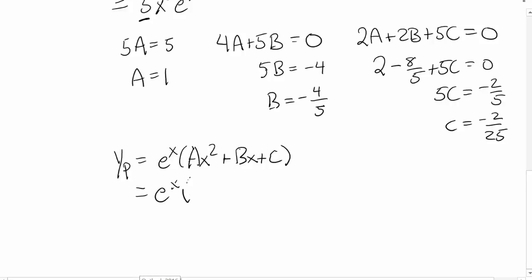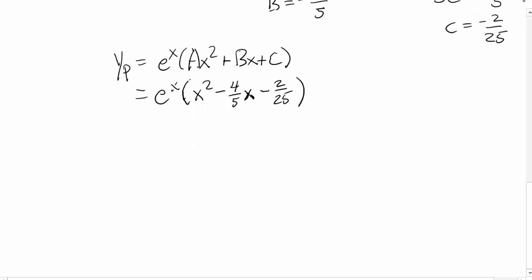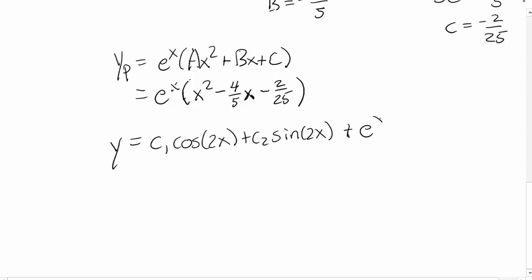So I'll have a 1x squared plus bx, which is a -4/5 x, and then a plus c, and c was a -2/25. So that's my particular. If you add that to the homogeneous, what that means in general is my solution is equal to, my homogeneous was c1 cosine of 2x plus c2 sine of 2x, plus then my particular, which looks like e to the x times x squared minus 4/5 x minus 2/25.